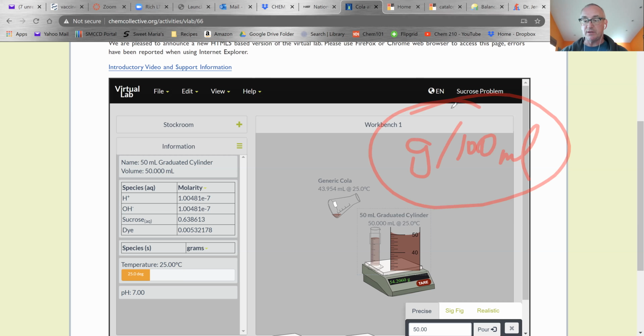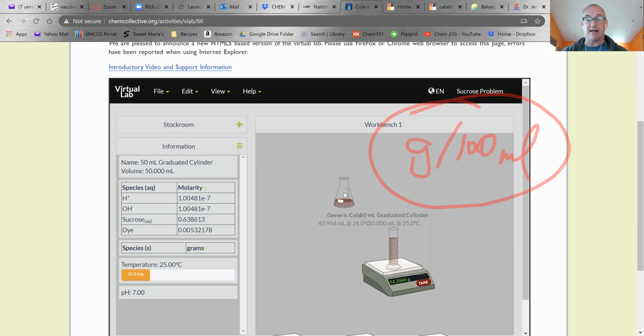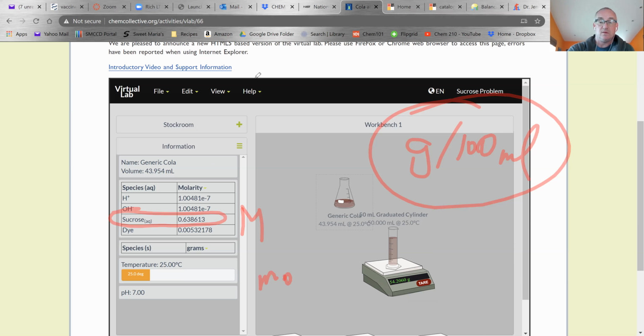Now, one thing I mentioned was that you actually get the concentration of sucrose. If I click on the cola, you can see here that it gives you the concentration right there. It doesn't tell you what the unit is, and that's not very clever on its part, but it is molarity. So that is how many moles of sucrose there are in 1 liter of solution. Now, what you need to do is to convert grams per 100 mils into moles per liter and see if you get the same answer.